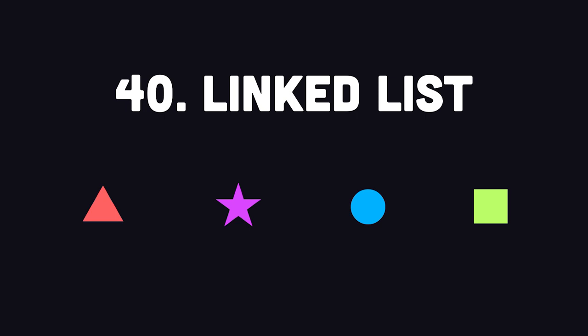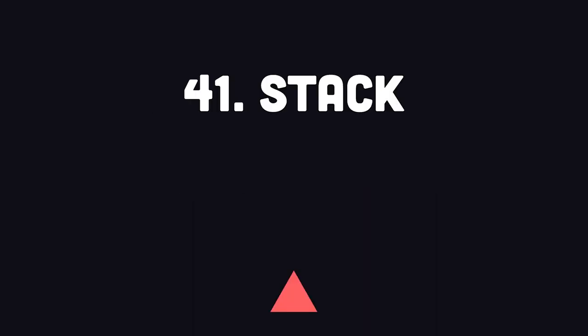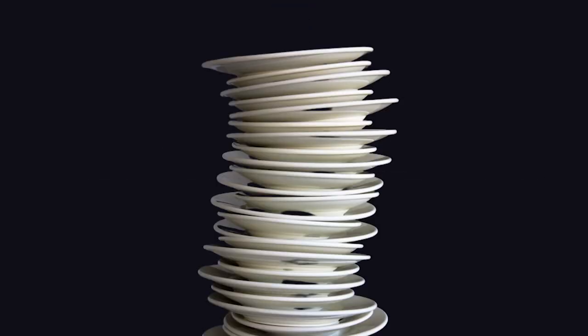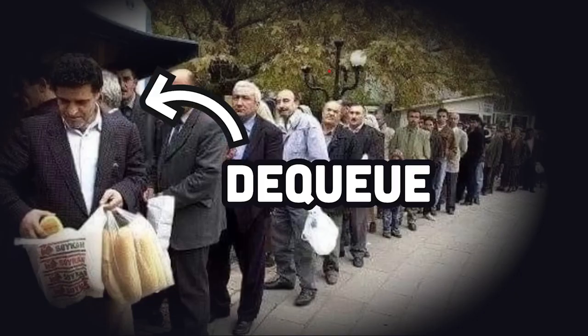Another option is a linked list, where each item has a pointer to the next item in front of it. Another option is a stack that follows the last in, first out principle. It's like stacking a set of plates, then when you want to access the data, you pop the last one off the top. The inverse option is a queue, which is first in, first out. Just like when you get into the bread line, the first person there is the first one to be fed.